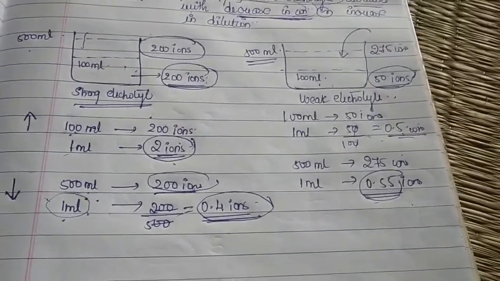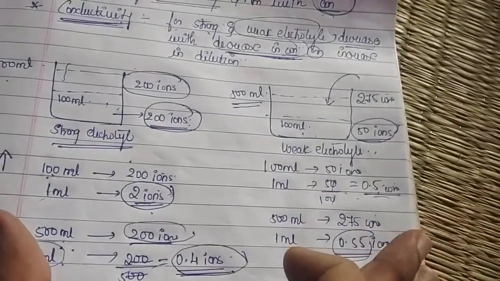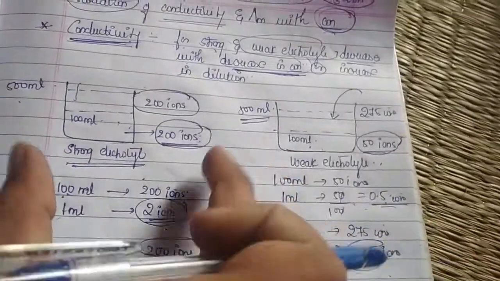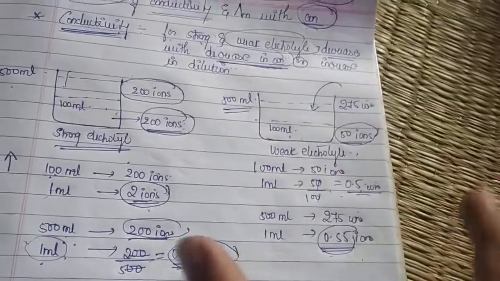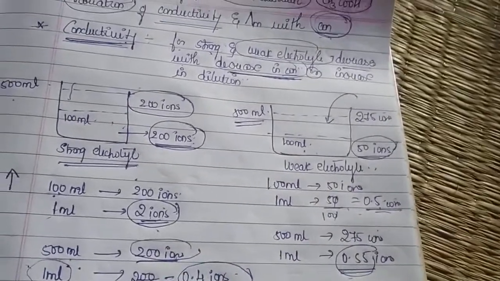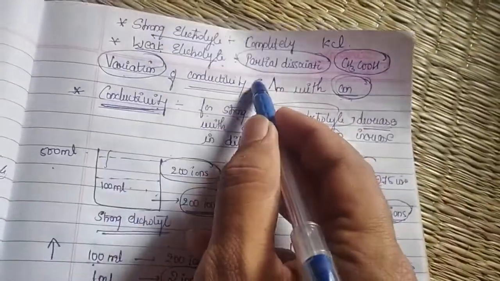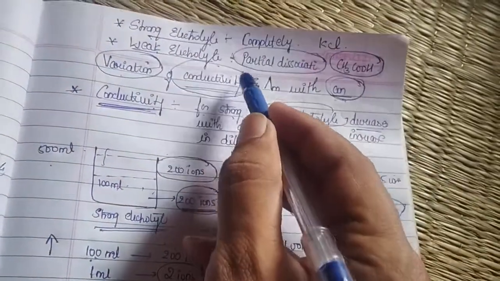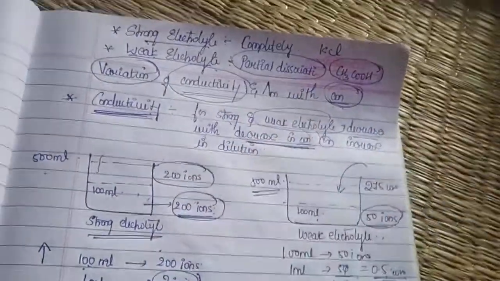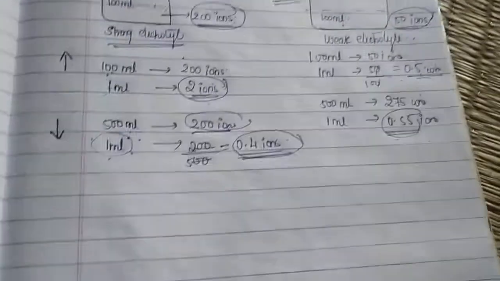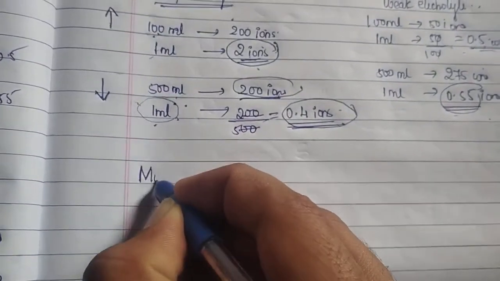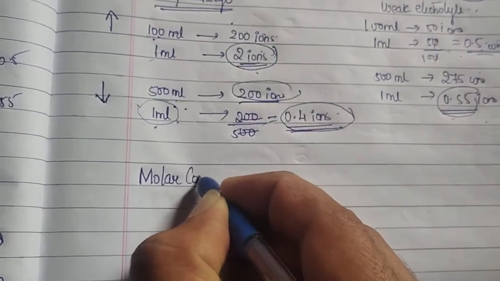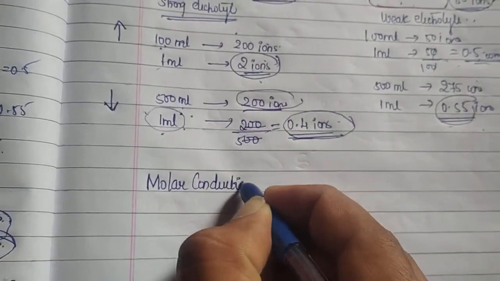Are you able to understand? You can just observe this protocol once again. If you understand this, you will understand this calculation part, why it is decreasing. So what we learned is that conductivity goes on decreasing with decrease in concentration. Then what about your molar conductivity? Now I have to check out my molar conductivity.